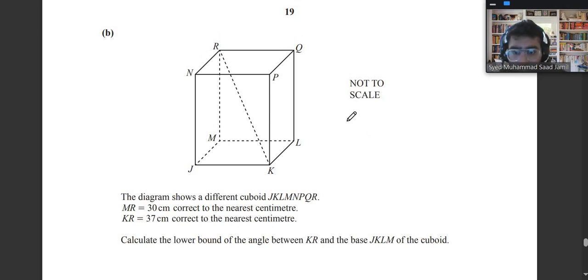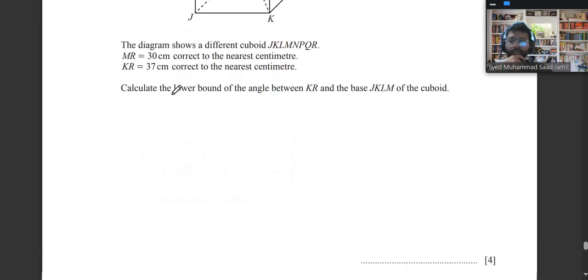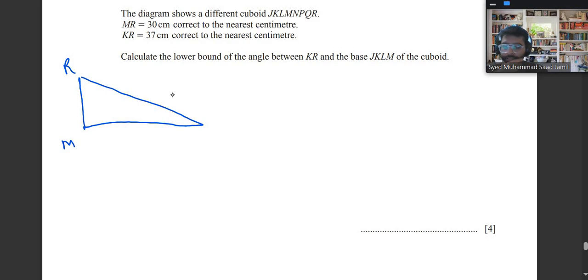Next question, it says the diagram shows a different cuboid J, K, L, M, N, O, P, Q, R. MR is 30. KR is 37. Calculate the lower bound of the angle. Okay. So for this question, guys, what you need to understand is the triangle will form something like this. MRK, this is theta, this is 37 and this is 30. So now in order to find the lower bound of the angle, we will use sine, because opposite and hypotenuse.